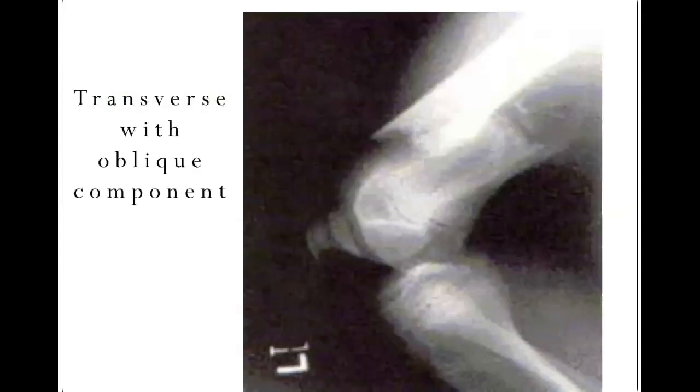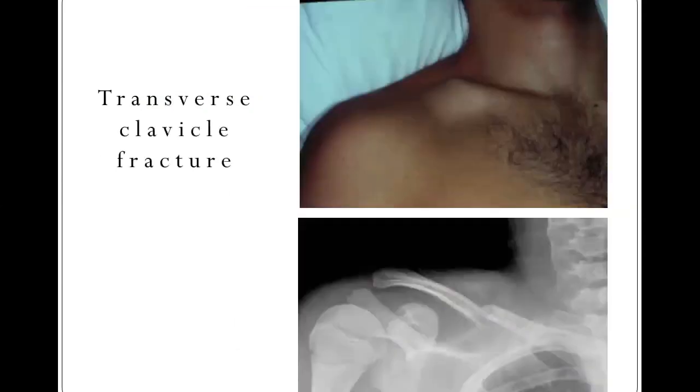Sometimes these can be combined as well, where it's kind of half in between a transverse and an oblique. So here's that example. You have a transverse break with an oblique component to it, where it looks like it's straight across, but still there's some jaggedness there as well.